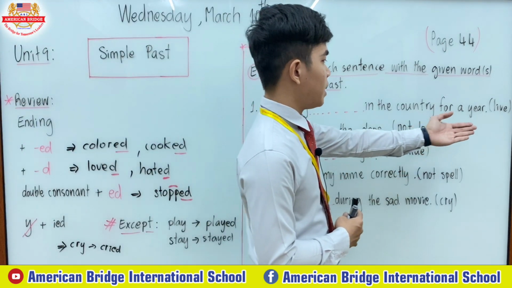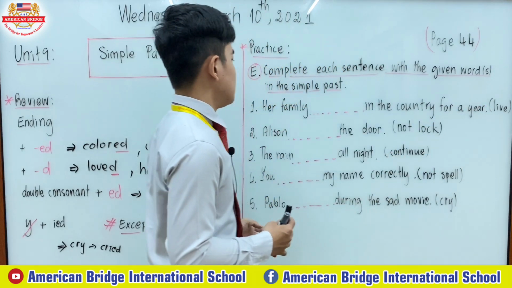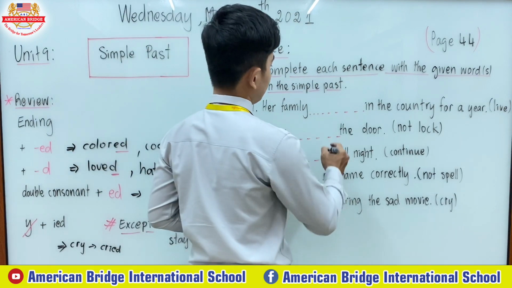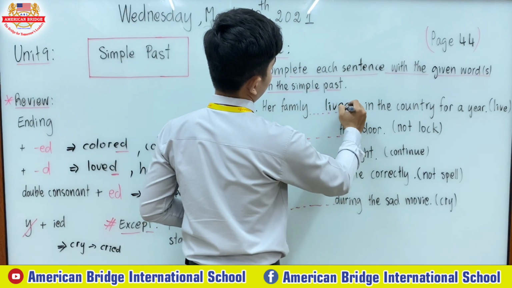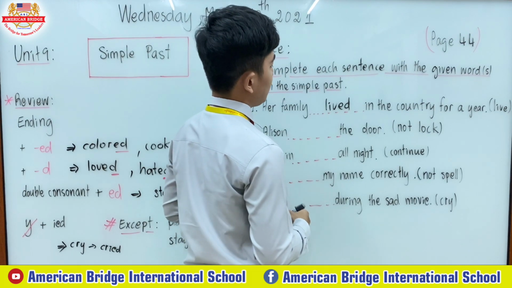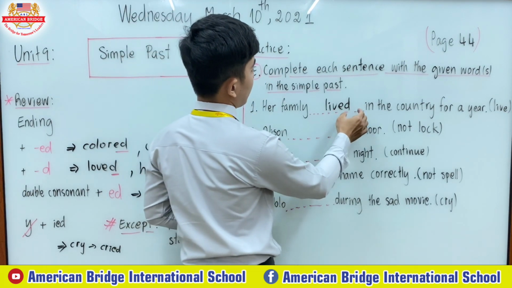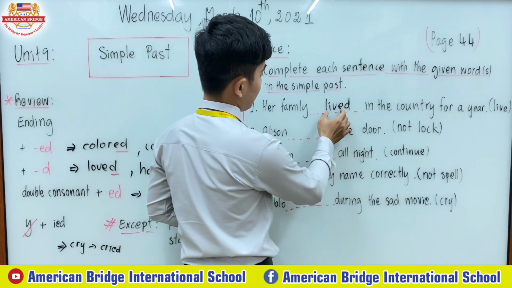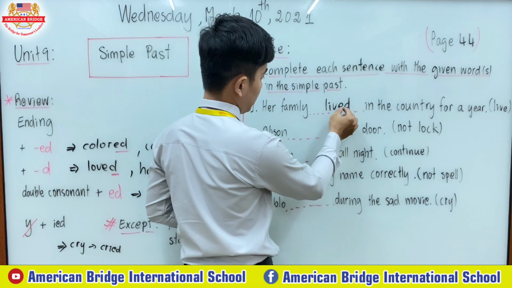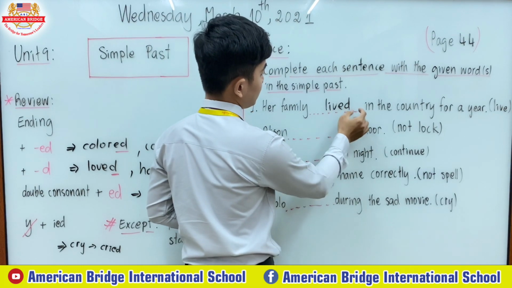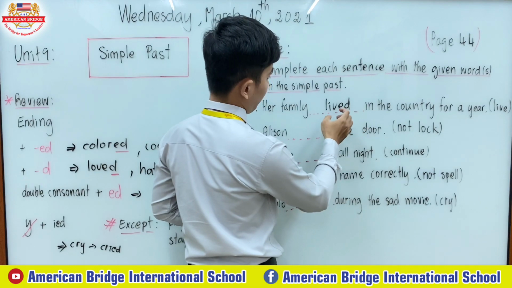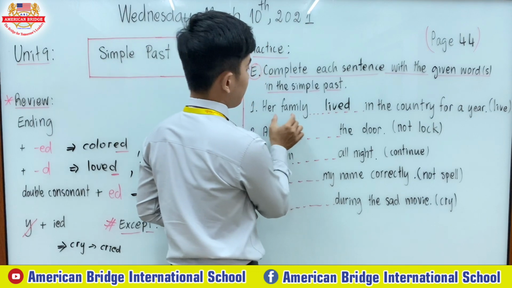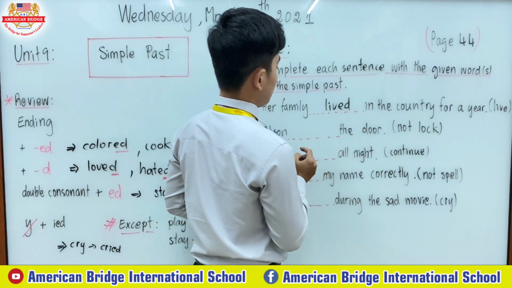Sentence number 1: her family in the country for a year. We have the verb live. For her family, the verb live, we just add only d. As I told you already, for that verb we do not have to add more ed, because at the end of the verb live it ended with the vowel e, so we just add only the letter d. Lived. Her family lived in the countryside for a year.